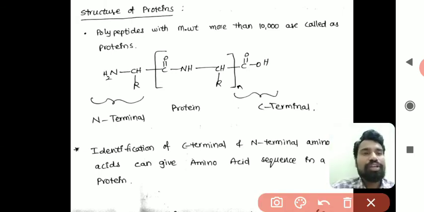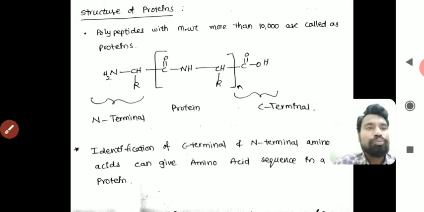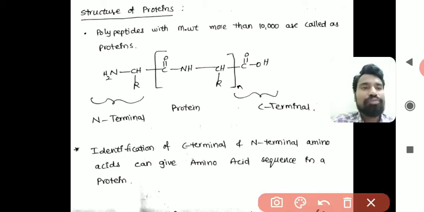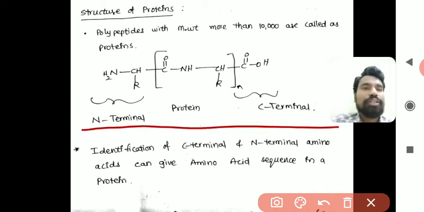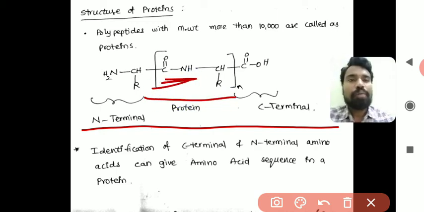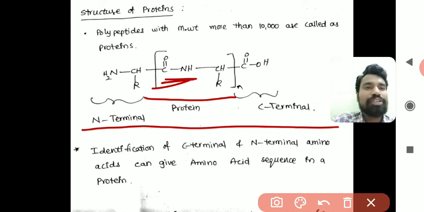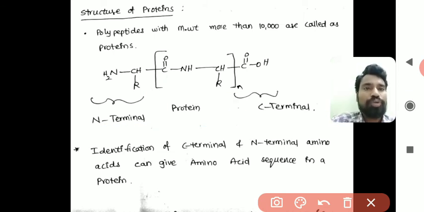Next one is the structure of proteins, right? As we know, proteins are polymers of amino acids, containing a large number of amino acids which are attached through amide or peptide bonds. Polypeptides with a molecular weight of more than 10,000 are called proteins. Just observe here: NH2CHR, C double bond O, NHCHR, n, COOH. Here n is a large number of amino acids attached with amide or peptide bonds. So this is a polypeptide, and nothing but a protein, right?